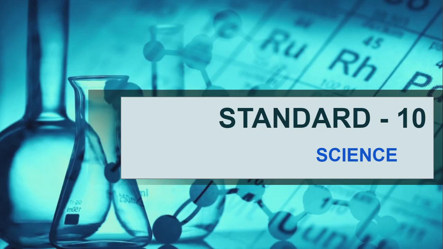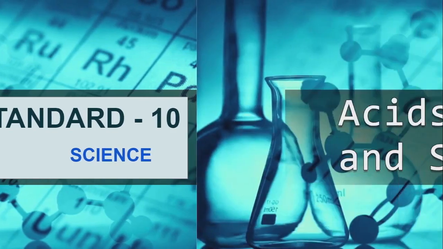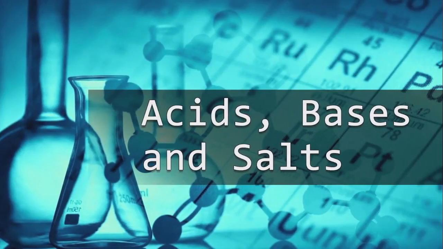In our previous video, we started the chapter number 2, Acids, Bases and Salts. We learned about acids, bases and the indicators, and took an introduction to them. Today, in this video, we are going to start the new topic of this chapter and understand the chemical properties of acids and bases.